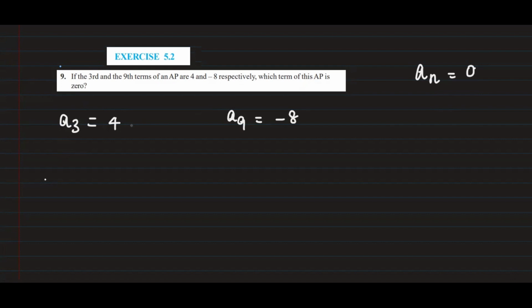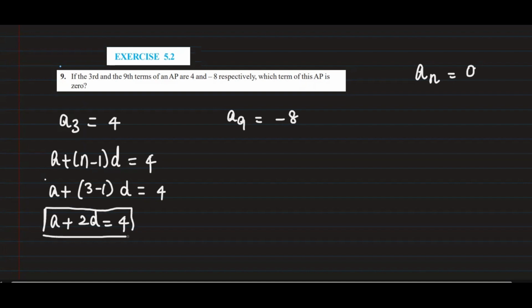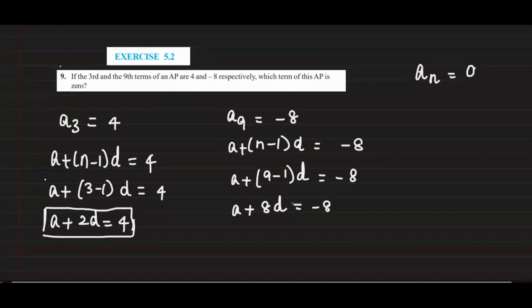Let's get started. Now A3 is equal to 4. So A plus N minus 1 into D is equal to 4. So A plus 3 minus 1 into D is equal to 4. So A plus 2D is equal to 4. So this is the first equation. Now second equation, A9, okay. So A plus N minus 1 into D is equal to -8. So A plus 9 minus 1 into D is equal to -8. Then A plus 8D is equal to -8. Now this is the second equation.